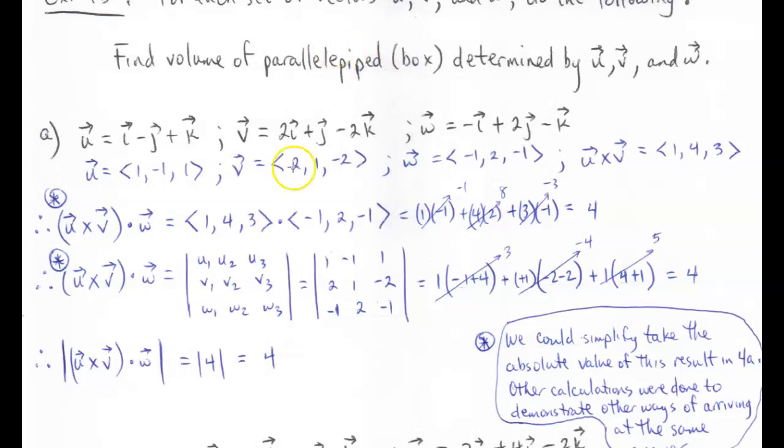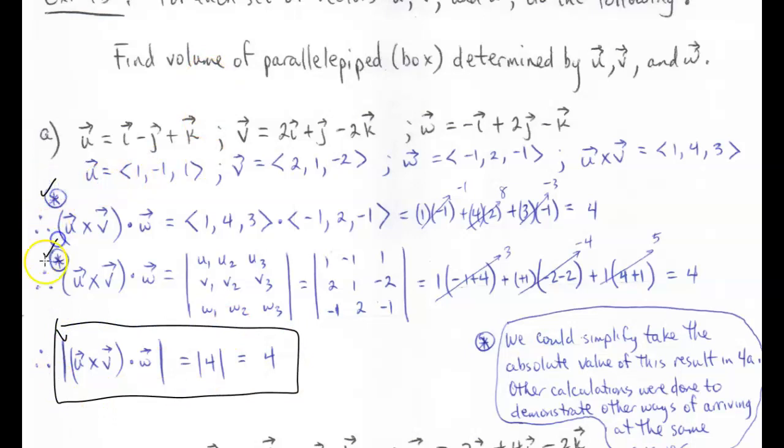And so here, since I already know what the triple scalar product is, all I have to do is take the absolute value of it to get the answer. And so that is what I've done here. The reason why I have these other two calculations of the triple scalar product is just to show you the other ways that I could have arrived at the same answer.